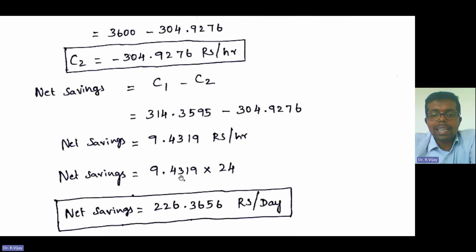What they asked in the problem is rupees per day. Rupees per day means you need to multiply by 24, so the value we got in rupees per hour into 24 hours in a day. So 9.4391 into 24, you'll get the net savings as 226.3656 rupees per day. This is the net savings asked in the problem.